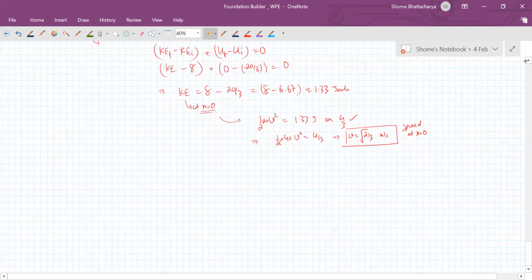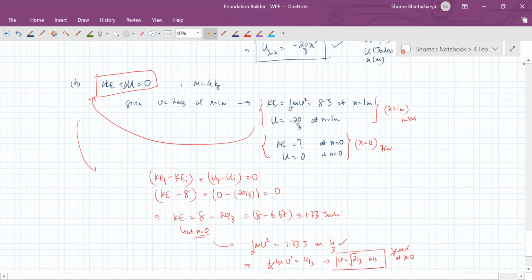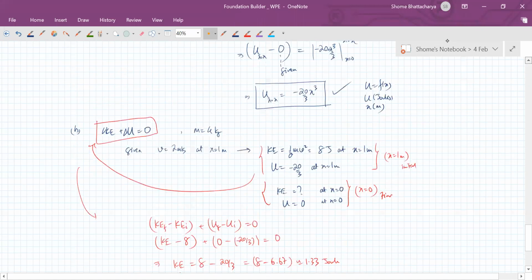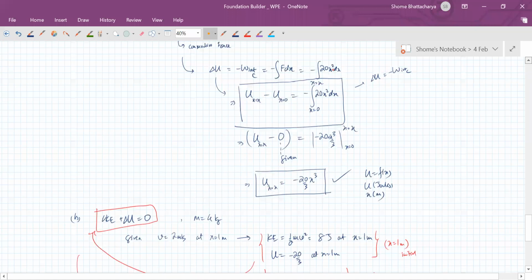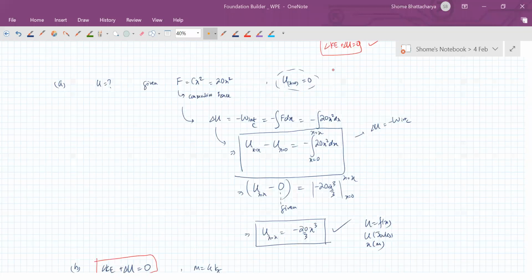I'll just scroll up first for the formula of potential energy again. Then in the second part we'll see how we use that formula in the work energy theorem and find the speed.